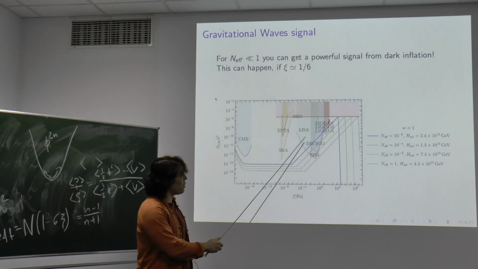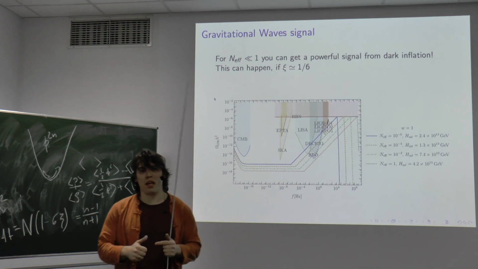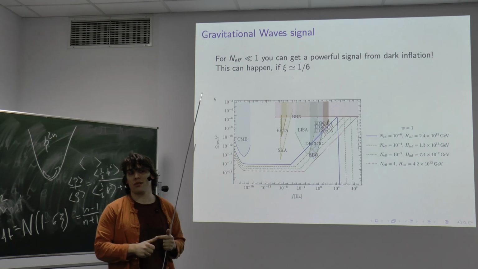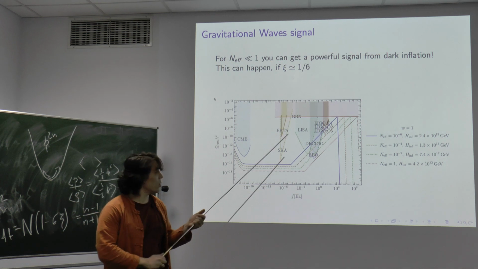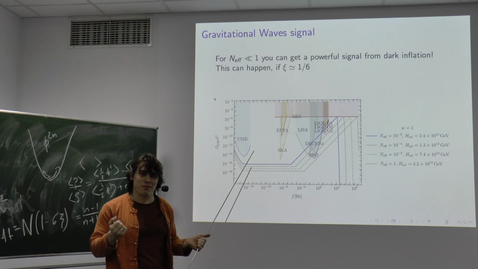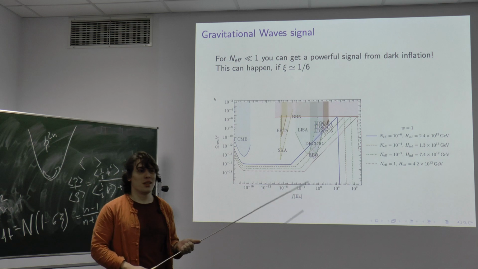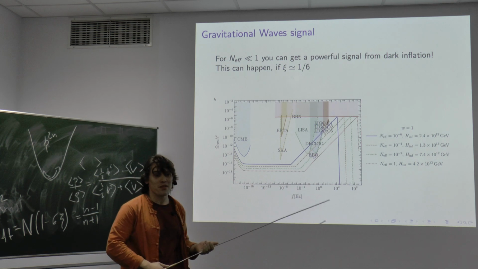And if you would observe such a signal, this would be such an amazing thing. First of all, it would be a powerful tool to test the thermal history of the universe. Now we have no idea what happened before BBN. If we observe such a thing, wow, there was a massively non-canonical evolution earlier on. The other interesting thing is that it would somehow test the modified gravity.